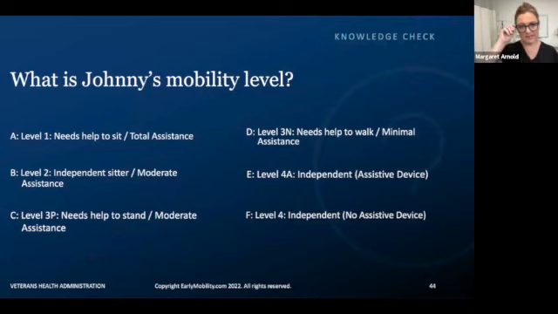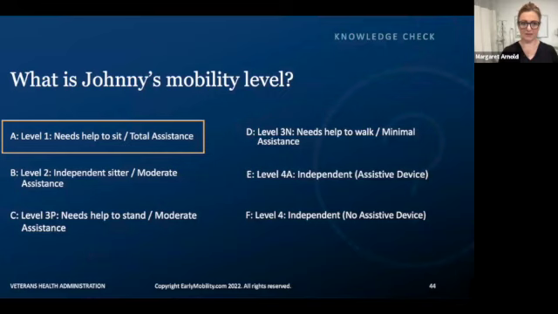What's Johnny's mobility level? Level 1 needs help to sit, total assistance. 2, independent sitter. 3P needs help to stand. 3N needs help to walk. 4A, independent. 4, independent. Johnny's level is 1, isn't it? He needs help to sit up.